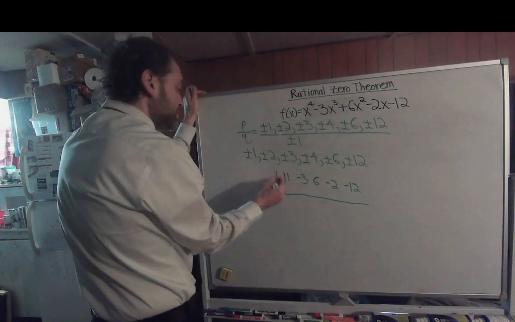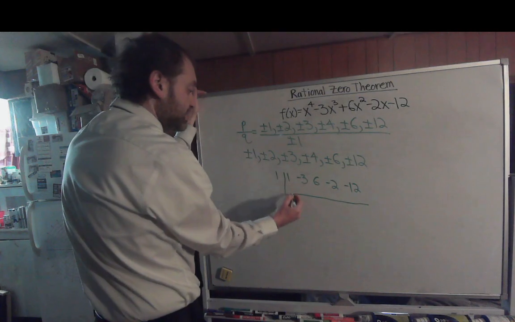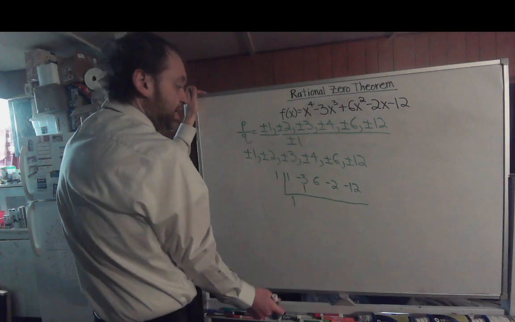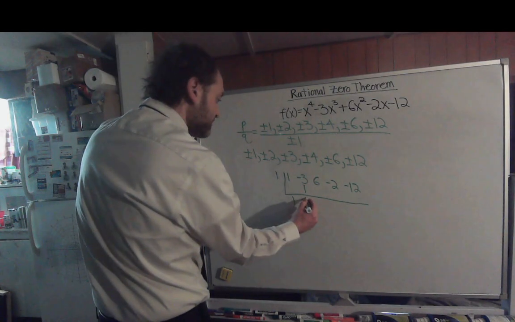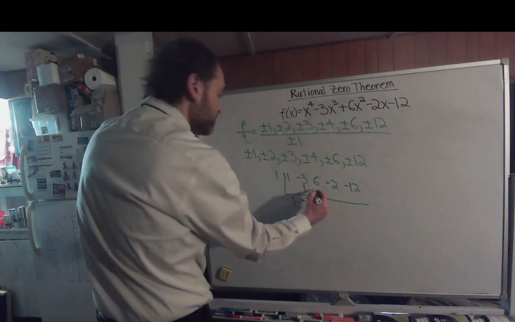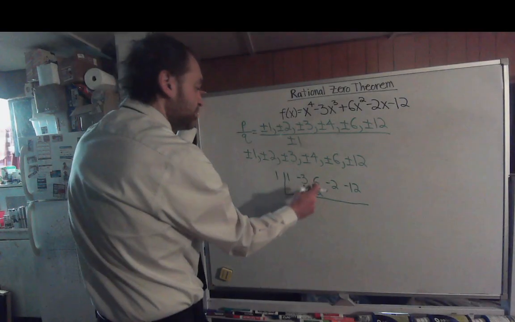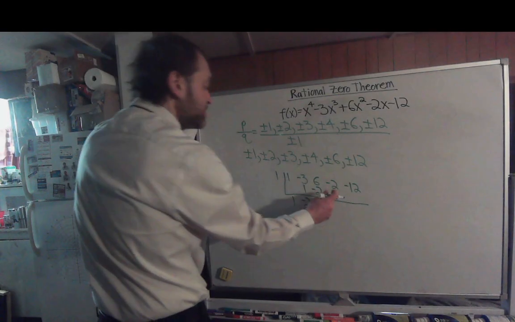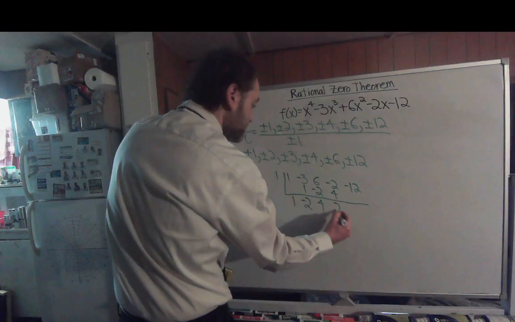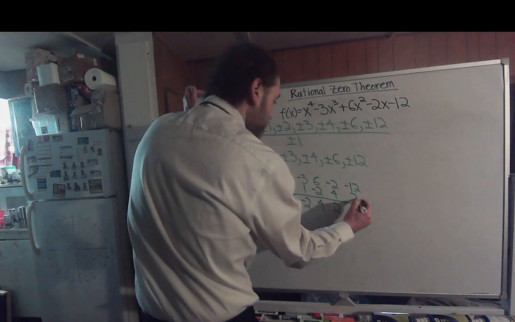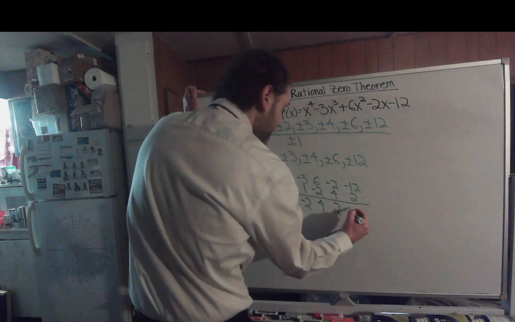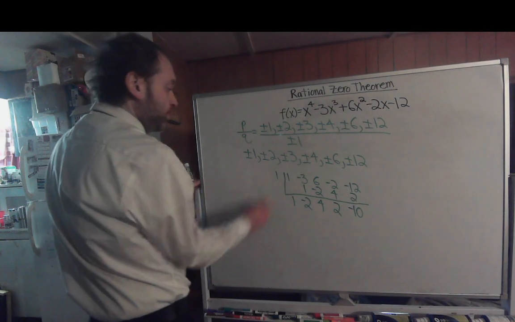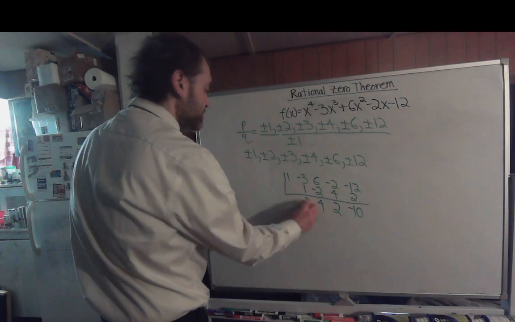Why don't we try positive 1? All right, so 1 time, let's see, bring down the 1. 1 times 1 is 1. Negative 3 plus 1 is negative 2. 1 times negative 2 is negative 2. 6 minus 2 is 4. 1 times 4 is 4. Well, negative 2 plus 4 is positive 2. 1 times 2 is 2. Negative 12 plus 2 is negative 10. We have a remainder of negative 10, so that 1 is definitely not a possible rational zero.